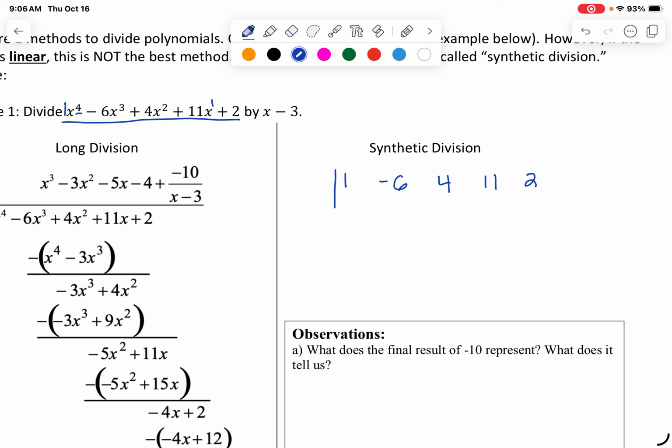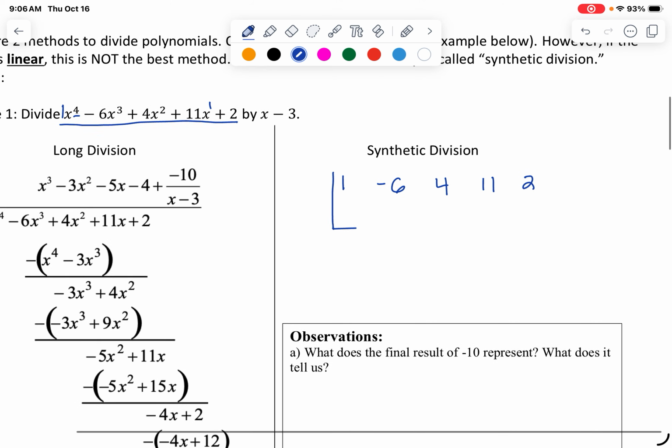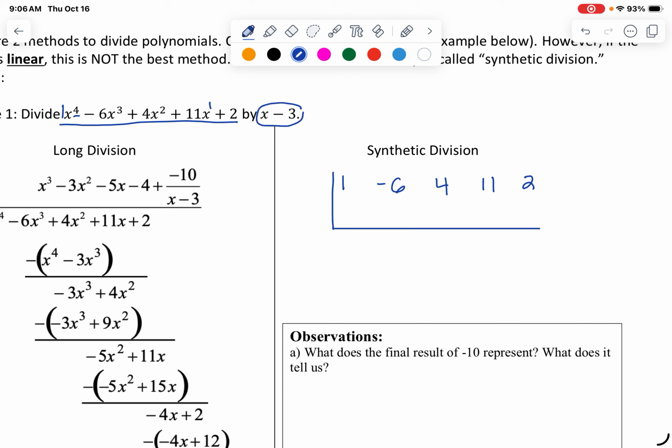And then I'm going to put these in an L shape, okay? All right, so now I'm going to look at what I'm dividing by. I'm dividing by x minus 3. So what you're going to end up dividing by is what's called the root or the solution or the 0. So basically you set it equal to 0 and solve. If I do that, I get 3, so I'm going to synthetically divide by a 3. I tend to write the 3 first, then the L, and then the numbers inside, but it doesn't hurt to do what I just did.